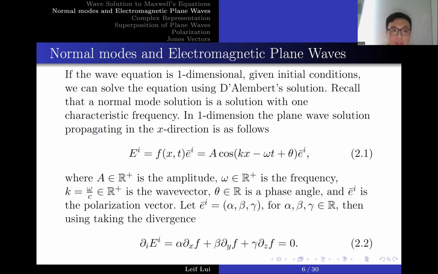So in one dimension, the plane wave solution is as follows. So this is a wave propagating in the x direction. It's not technically one-dimensional because we have an additional vector here, but it's one-dimensional in the sense that it only has partial derivatives with respect to x.